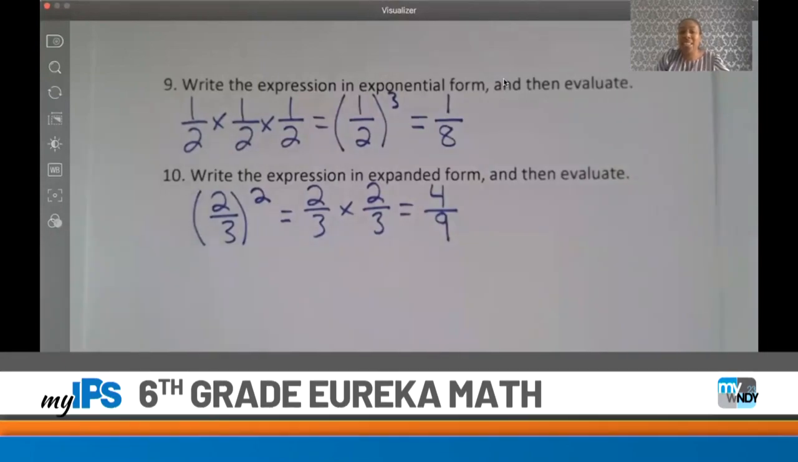That's 1 times 1 times 1, and that is 1. What is the value of 2 cubed? 2 times 2 times 2 is 8. What is the value of 3 cubed? 3 times 3 times 3 is 27.